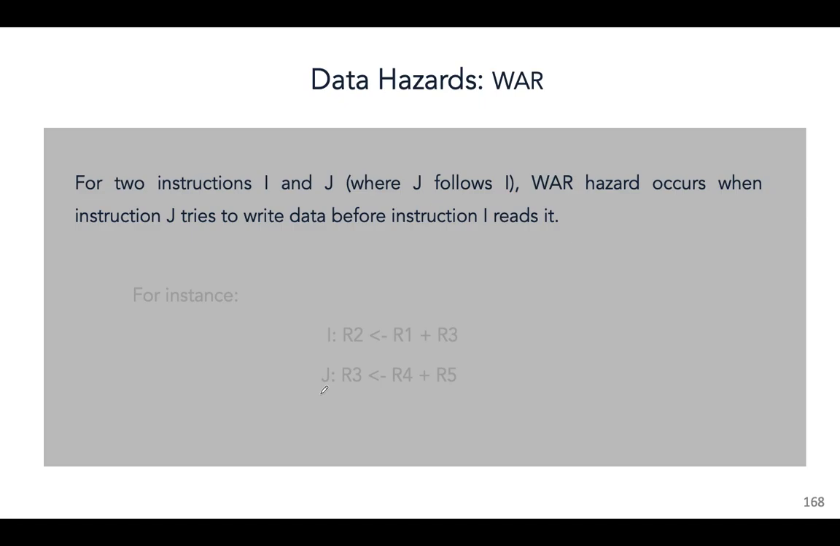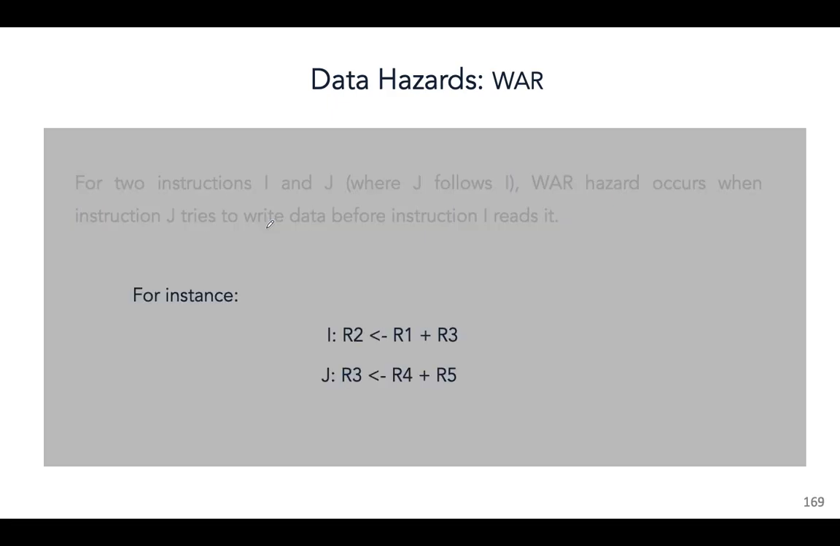Then the second type of data hazard is WAR, write after read. Now again, we have two instructions, I and J. I comes first, J comes second. WAR hazard occurs when instruction J tries to write the data before I reads it. Again, consider an example. Suppose this is instruction I. R1 plus R3 should be moved to R2. And J says R4 plus R5 should be moved to R3.